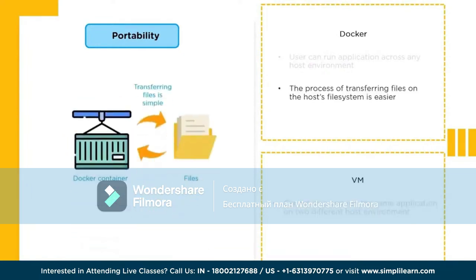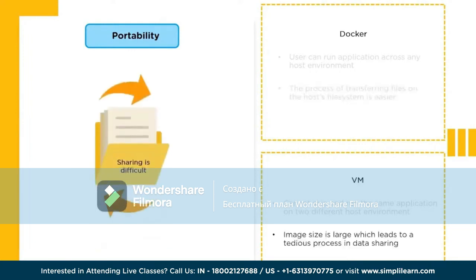Docker containers are smaller than virtual machines, due to which the process of transferring files on the host file system is easier. On the other hand, dependency on the host operating system and hardware makes virtual machines less portable. While transferring files, virtual machines should have a copy of the operating system and its dependencies, due to which image size is increased and it becomes a tedious process to share data.